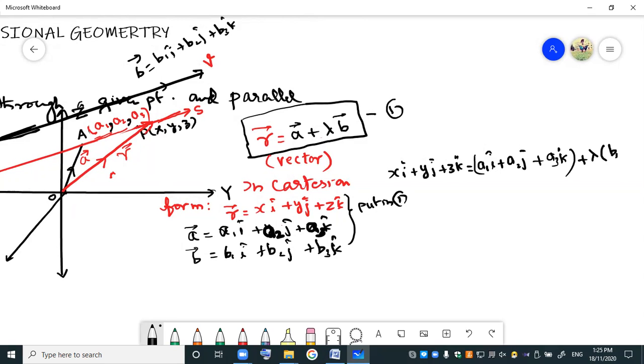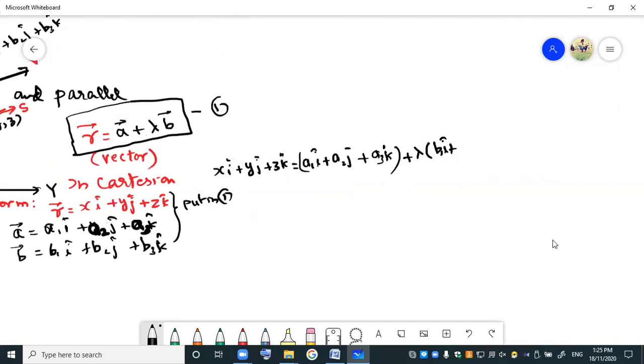And vector B is B1 i plus B2 j plus B3 k. Like this, you can directly put the values if the coordinates of the points are given and vector B is given in the Cartesian coordinate system, and then solve it.